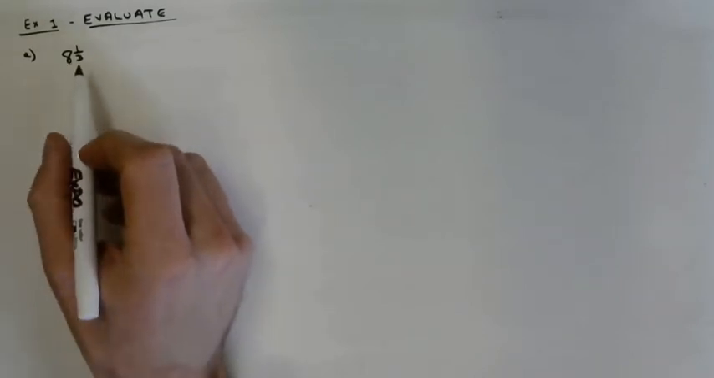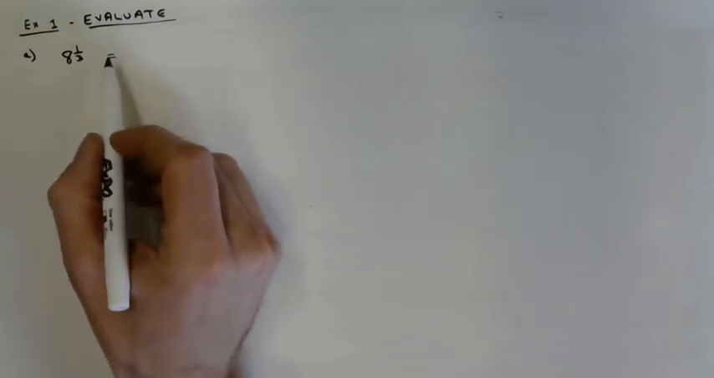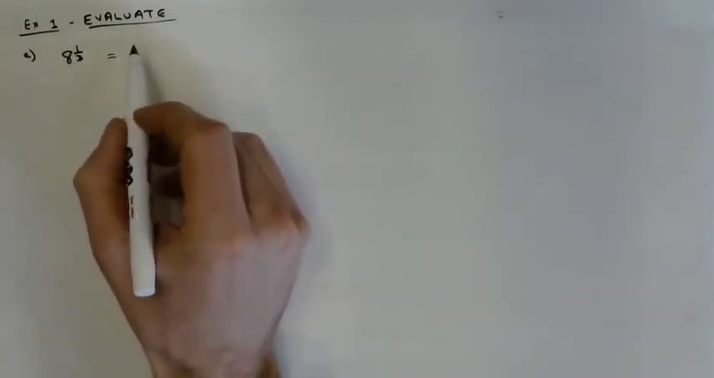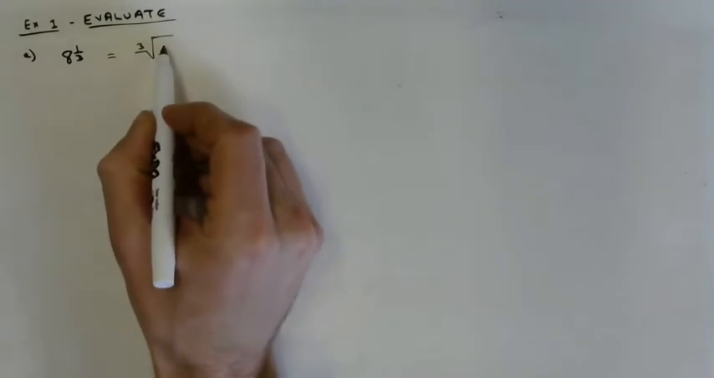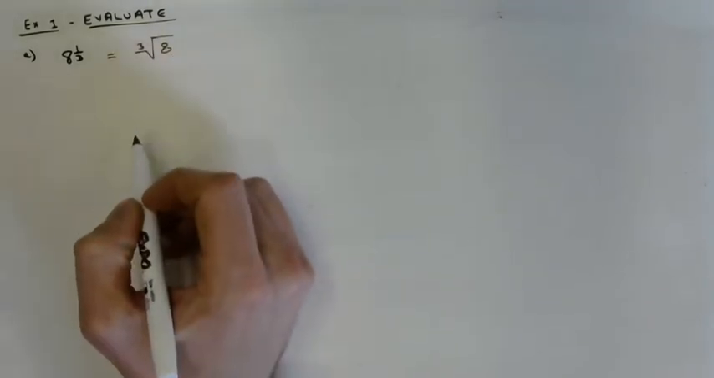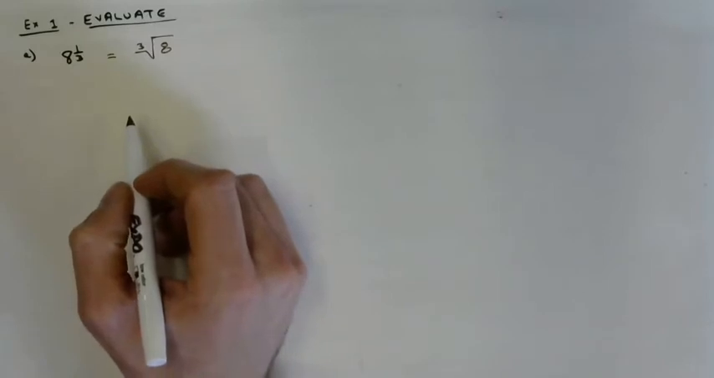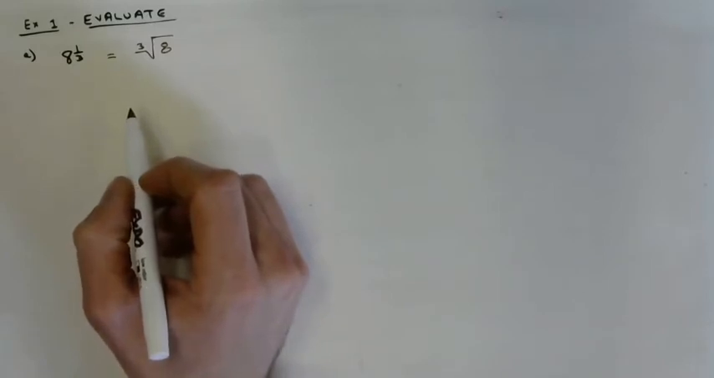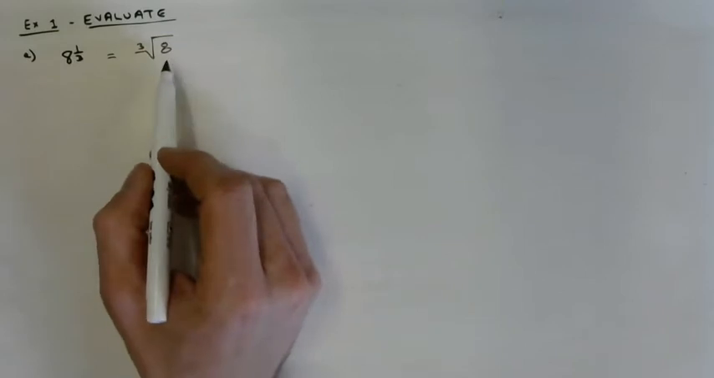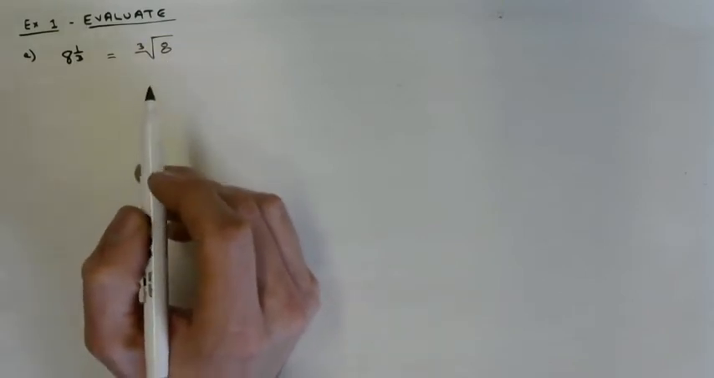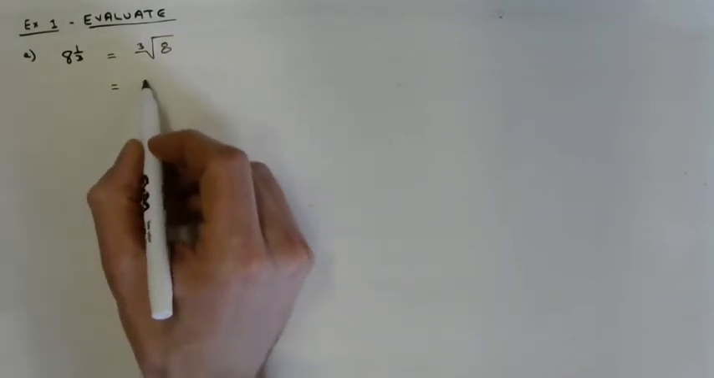Really, the easiest way to think about this is just to convert it into root form. 8 to the power of 1/3 is equal to the cube root of 8. That means I'm looking for the value that if I take 3 factors of it, I'll get 8. So something times itself 3 times equals 8. We've already done this one, so you know it's 2.